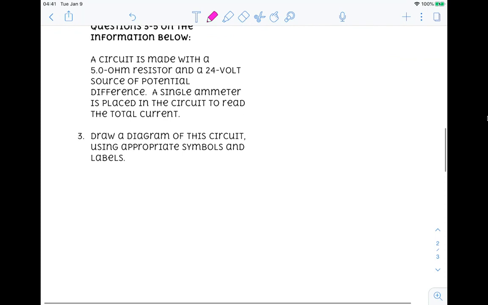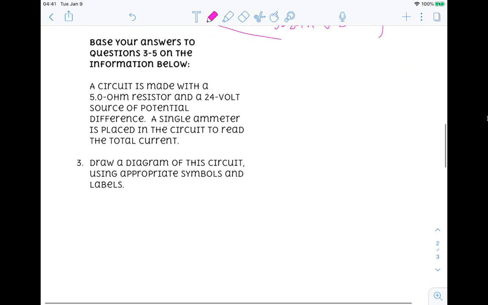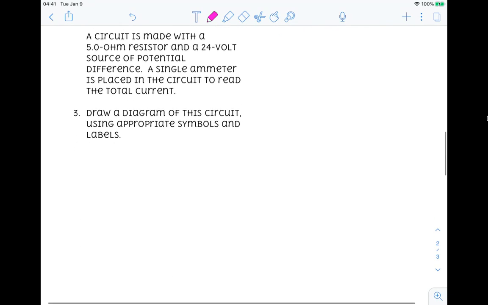On the second page, you're going to use the following information for questions 3 through 5. So they tell you that you have a circuit made with a 5 ohm resistor and a 24 volt source of potential difference. They also tell you that you have a single ammeter placed in your circuit to read the total current. The first thing that we would like to do is draw a diagram of the circuit using the symbols that are provided on your reference table, as well as labeling what we have.